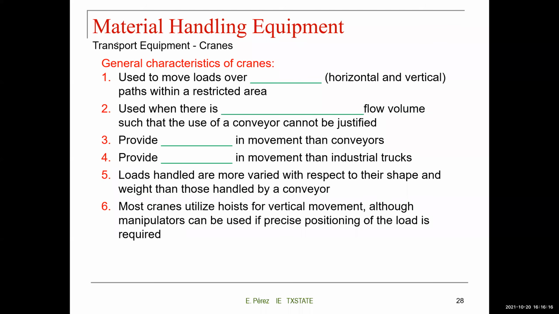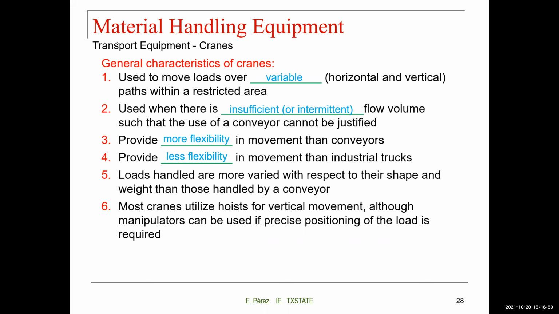Let's talk about the cranes. General characteristics of cranes: they are used to move loads over variable, horizontal, and vertical paths within a restricted area. Used when there is insufficient or intermittent flow volume such that the use of a conveyor cannot be justified. They provide more flexibility in movement than conveyors. They provide less flexibility in movement than industrial trucks.